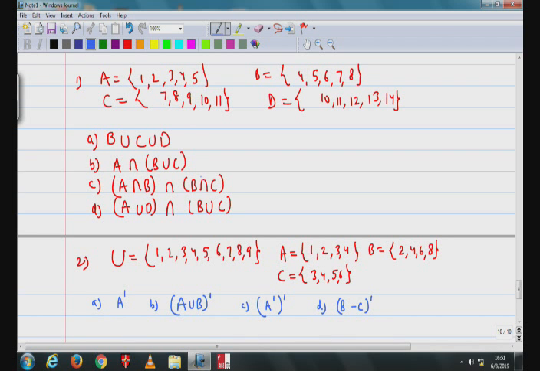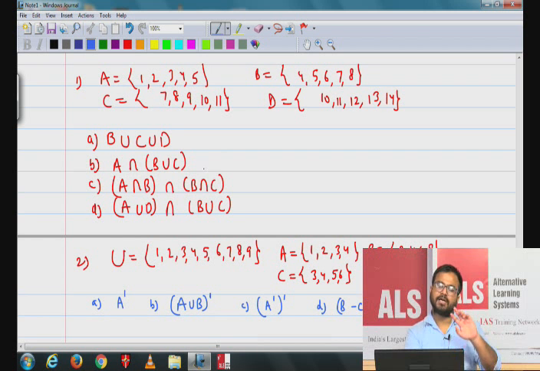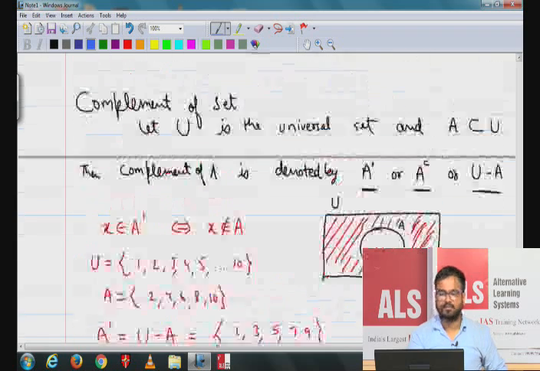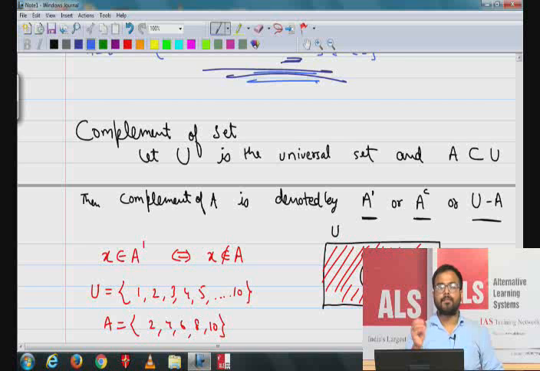So the first one, this is set A, B, C, D are given, and we have to figure out B union C union D. It means you have to add all of them. So either you can add B and C. Okay, complement. Shillong Center, complement means everything except that set. If I say complement of A, so you can see here this was the complement. So complement means the set of all values which do not belong to A.